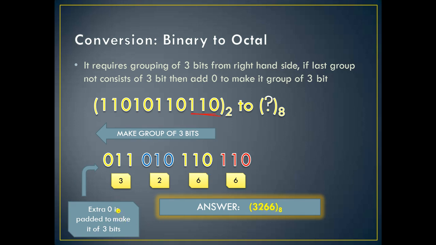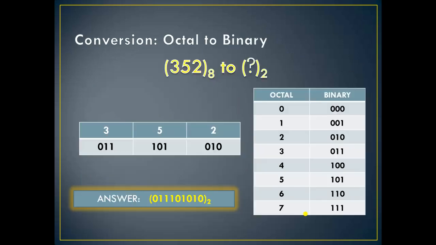Now this extra 0 is padded to make it 3 bits. You can see this 0 is added. So you can add a 0 also so that it will make 3 bits.